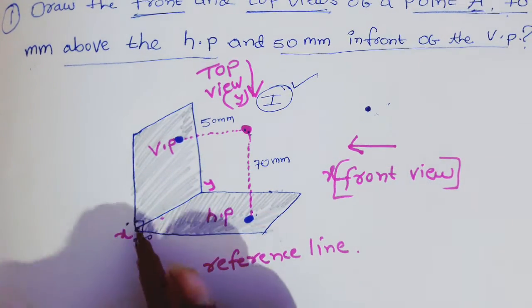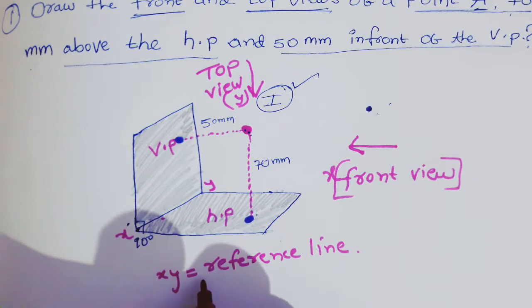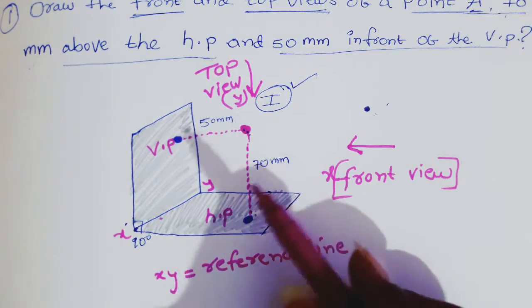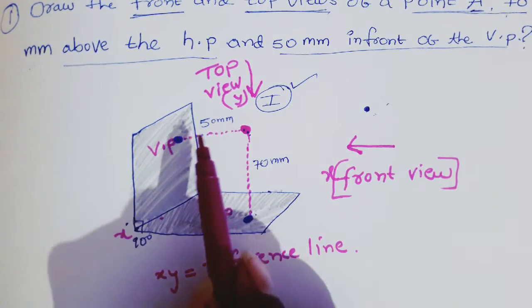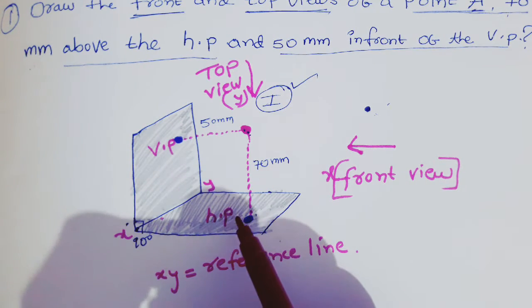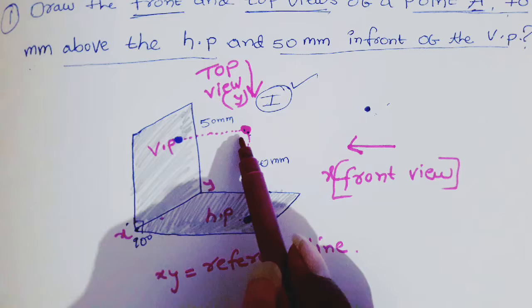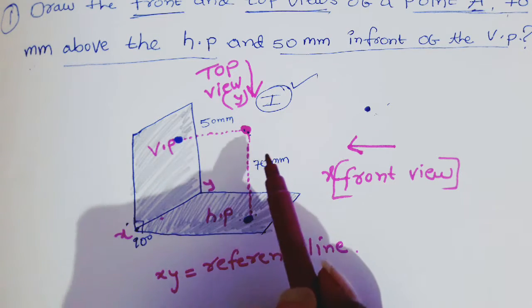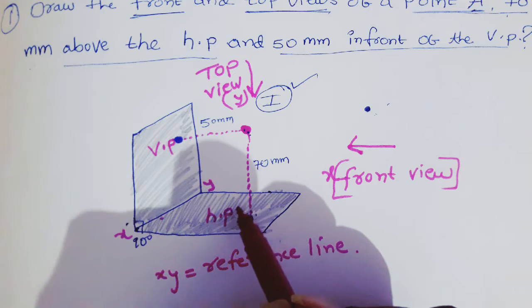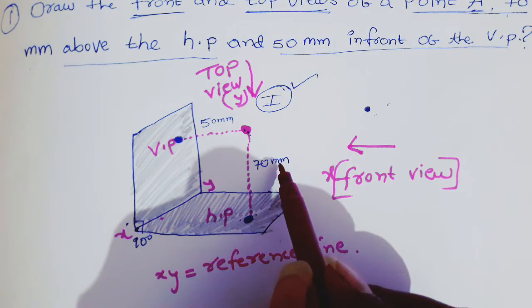So this line is called XY. XY is nothing but a reference line. Here, this is the position of a point from HP and VP. The distance is given as 50 mm with respect to VP, and the distance from HP is 70 mm.